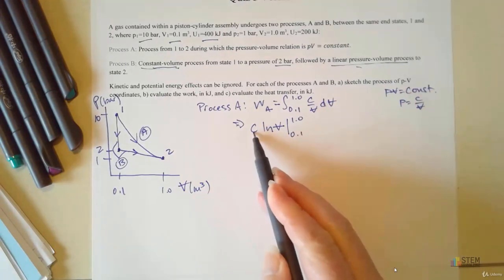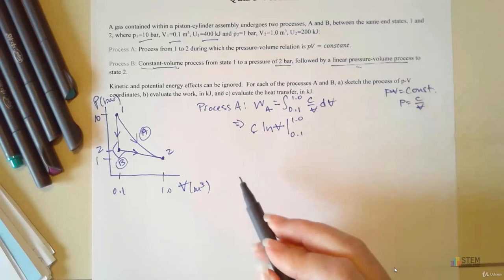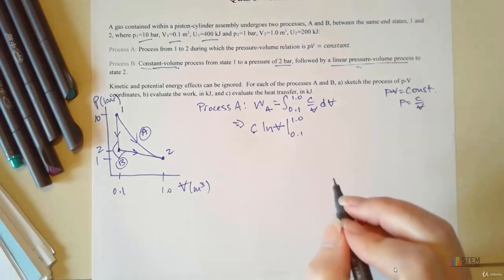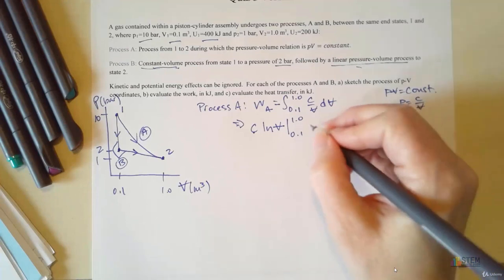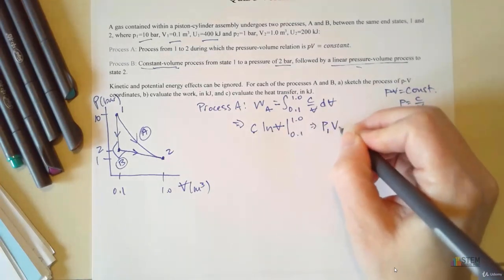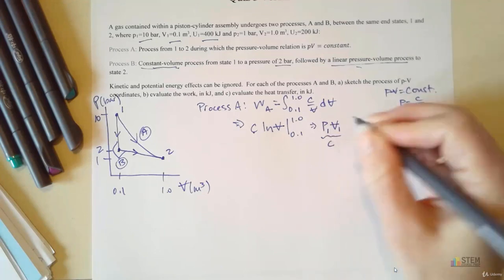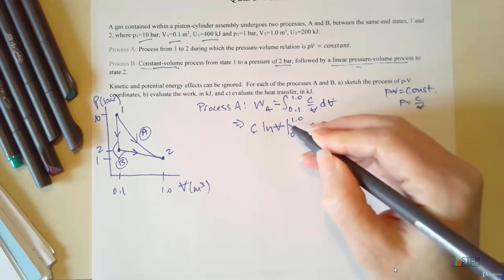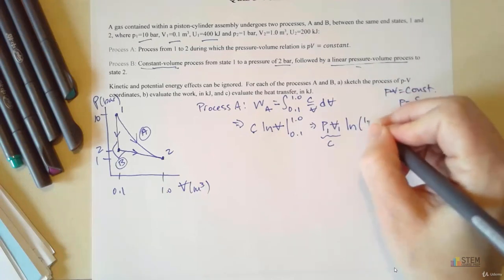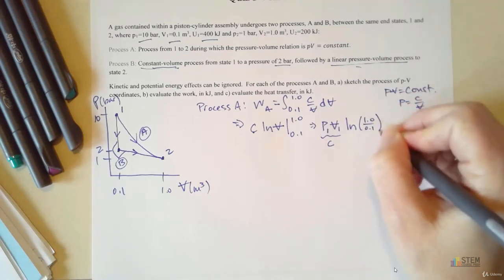The value for the constant here you can find by either using state 1 or state 2. I'll just go ahead and use state 1. We can put that C is equal to P1 V1. And then here when you do the natural log, you're going to get the volume 2 over volume 1, like that.